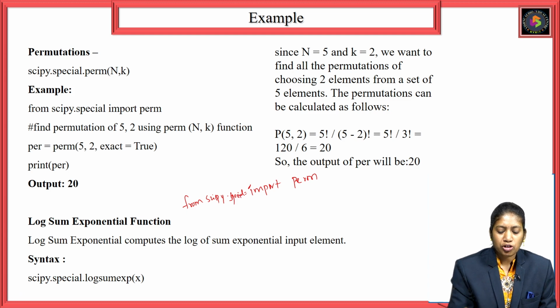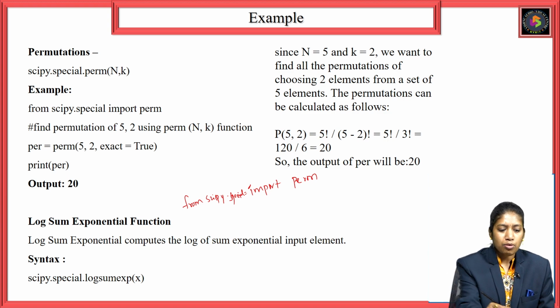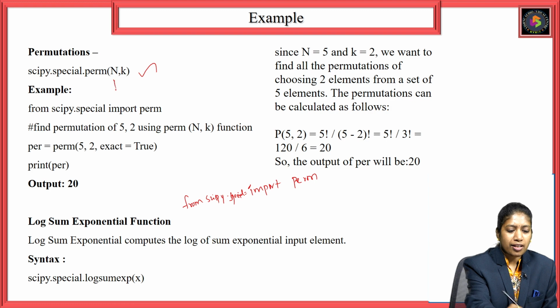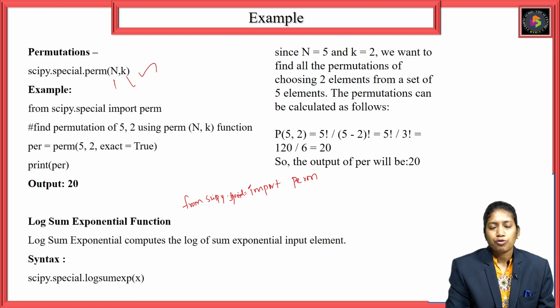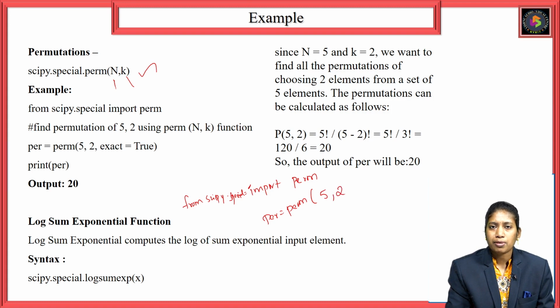From SciPy.special, we have to import perm. Like we imported the comb function, for permutations we have to import perm. Same thing, perm(n, k), where n is the number of elements in the set and k is the number of elements we are choosing for the permutations. So here I am passing the number of elements and the number of elements we are choosing for that permutation.